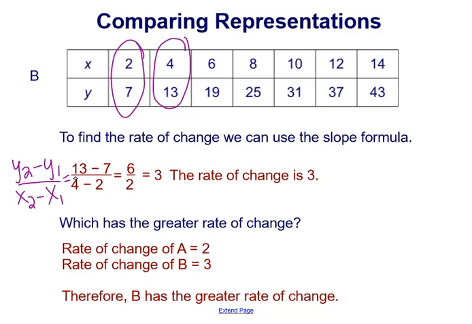Before, we found the rate of change for the scenario, once we turned it into an equation, was 2. Then the rate of change of the table is 3. So A equals 2 and B equals 3 for those rates of change. If we take the absolute value of 2, that still equals 2, and the absolute value of 3 still equals 3, and 3 is greater than 2, so therefore B has the greater rate of change.